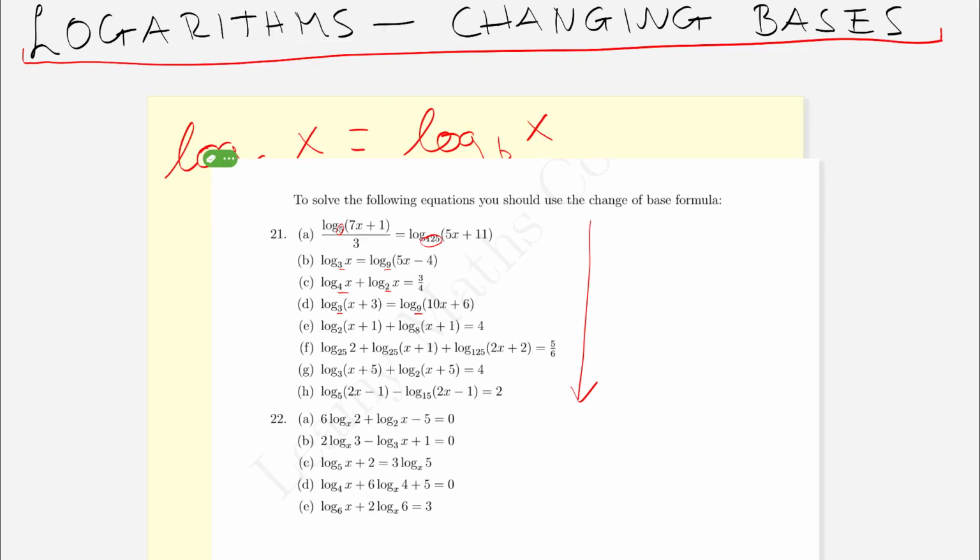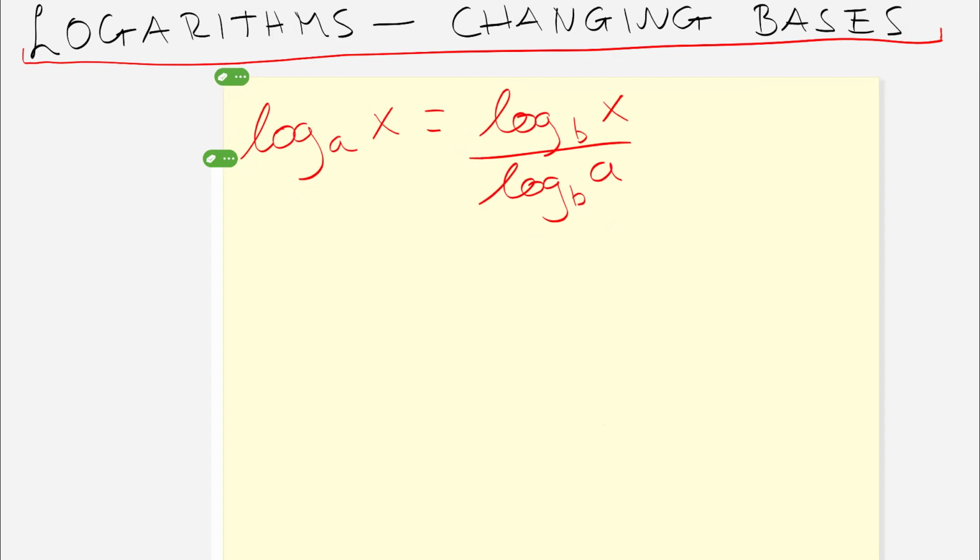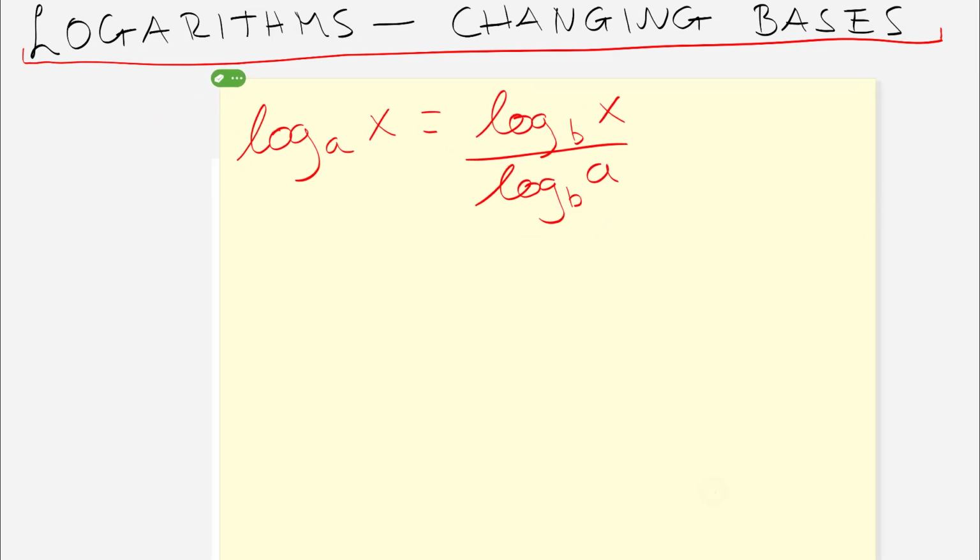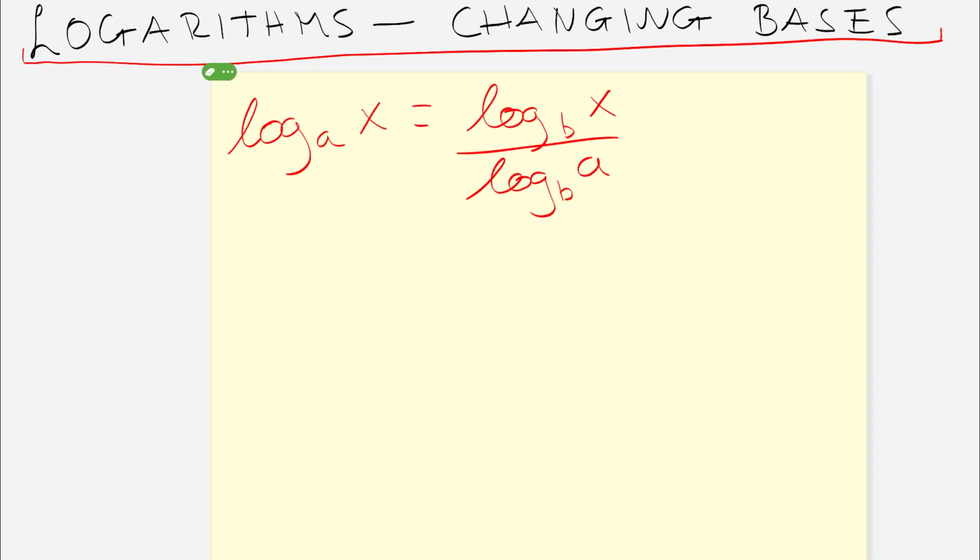So what we have is a formula, or a rule, or a law that tells us how to change the base of a log. And you can see it here: log to the base a of x. If I want to introduce a new base, let's say some random base b, and I rewrite this, it will become log to the new base b of x over log to the new base b of a.